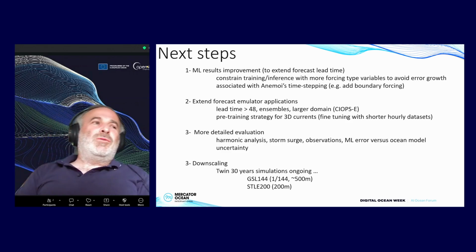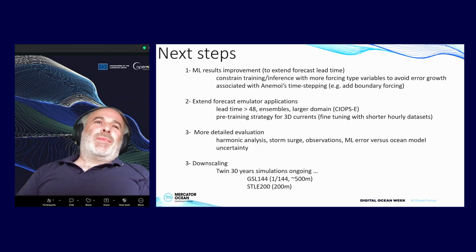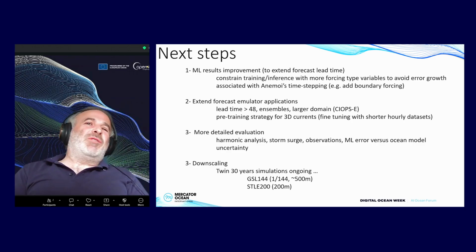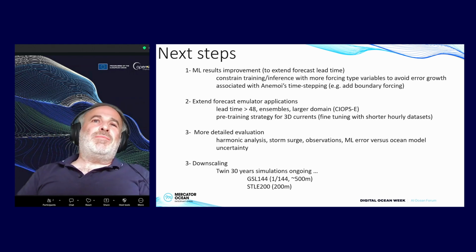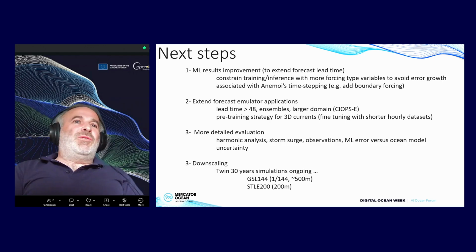So the idea is to cope with the error growth. Because in Anemoi you have two types of variables, the prognostic and the forcing types. So we could have more forcing type variables to constrain the coastal system better and have a longer lead time. So that's what I will do next.